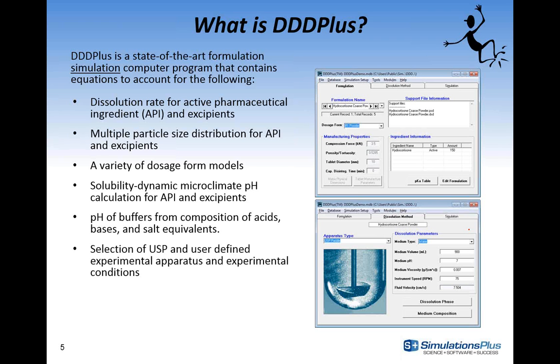We have various selections of USP apparatus, and new to version 5, the pION microdisc profiler, that allow you to change the experimental conditions, the volumes, the instrument speeds, and see how it impacts your dissolution. We also allow for multiple experimental phases so that you can design your experiment to be more one-to-one correlating with in vivo situations. So if you wanted to do, let's say, a gastric transfer to intestinal buffer type dissolution experiment, we allow that flexibility within DDDPlus.